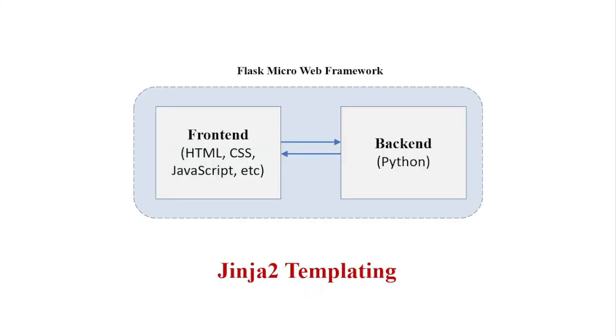This is the overall overview of the web app created using the Flask micro web framework. It has two main parts, namely the front end and back end. Front end is written using HTML, CSS, JavaScript, etc. This is what is visible to the user on any device such as mobile, computer, etc. We give inputs here and we see the outputs here.